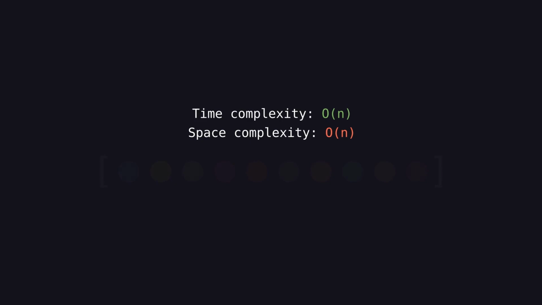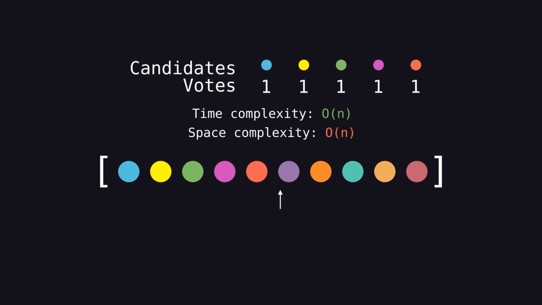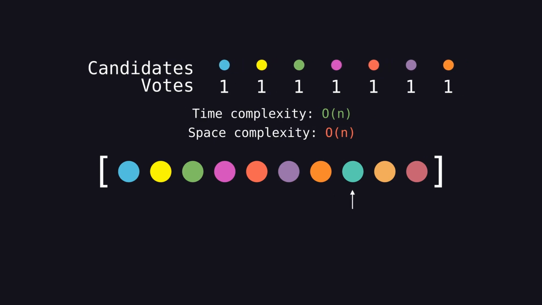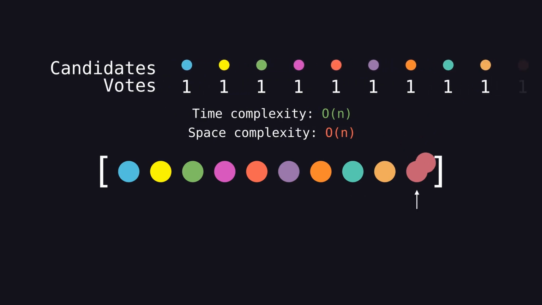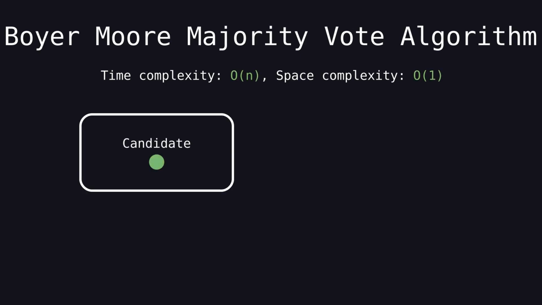Let's say now every person in your town has decided to run as a candidate. Suddenly, the size of the hash map grows linearly with the size of the array. It begs the question, can we find the majority element with only constant extra space? The Boyer-Moore majority vote algorithm can find the majority element with only O(1) extra space. It keeps track of just two values, the candidate and the count.